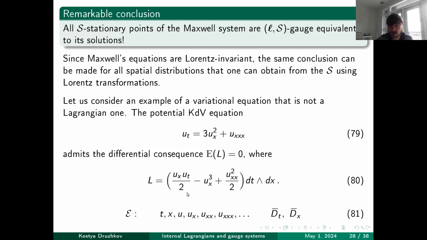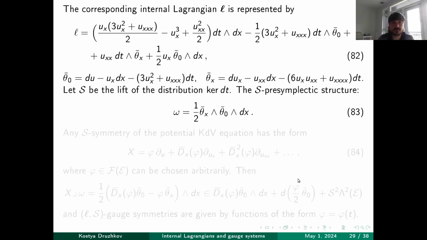And the corresponding Lagrangian that produces a differential consequence is given by the formula 80. We can choose t, x, u, u_x, etc. as local coordinates, not local, but coordinates on our infinite prolongation of the potential KdV equation. And of course, the Cartan distribution is spanned by the corresponding total derivatives. The corresponding internal Lagrangian is represented by the differential form 82. Here, theta 0, theta x are nothing but restrictions of the corresponding basis contact forms to the equation manifold. And let S be the lift of the distribution, the kernel of the covector field dt. It's also a characteristic distribution, right? The only one characteristic distribution here.